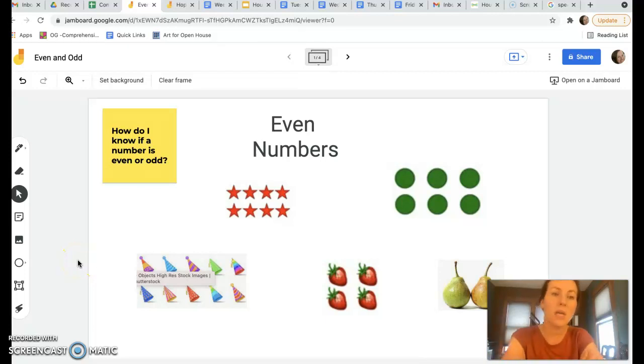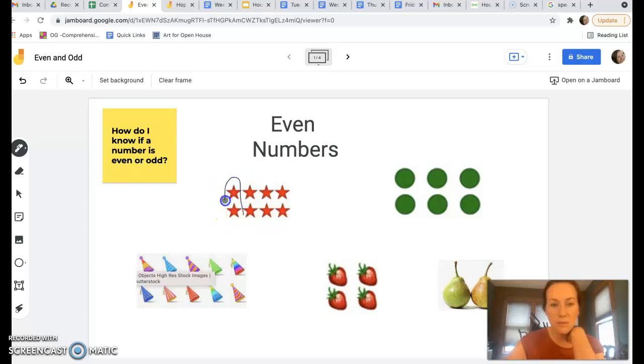Hi friends, today we're going to talk about how we can figure out whether a number is even or odd. So let's take a look at these different pictures. Now, these are all even numbers. So let's take a look at this first one right here. I have 1, 2, 3, 4, 5, 6, 7, 8 stars.